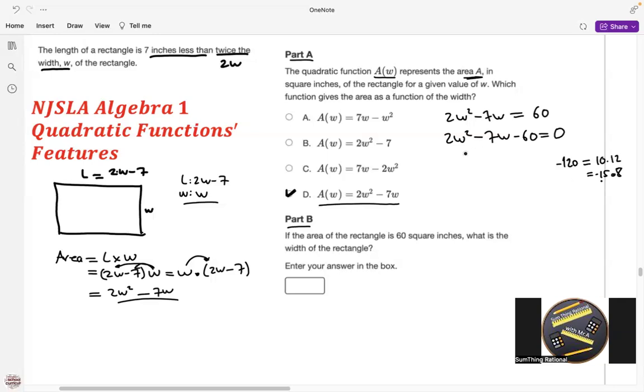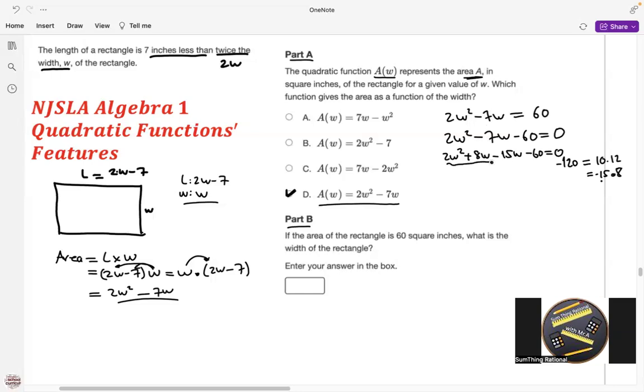Negative 15 and positive 8, like this, for example: 2w² + 8w − 15w − 60 = 0. This is one way of factoring. If factoring is difficult for you, you can use the quadratic formula, which I will show you under part B also.